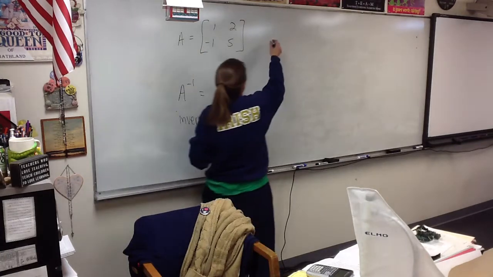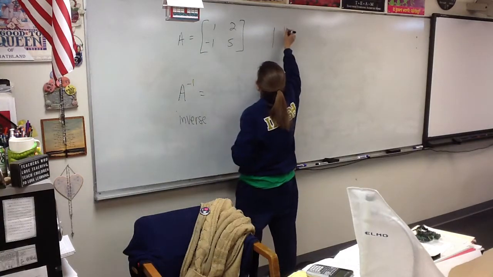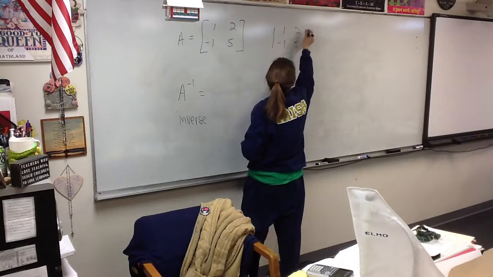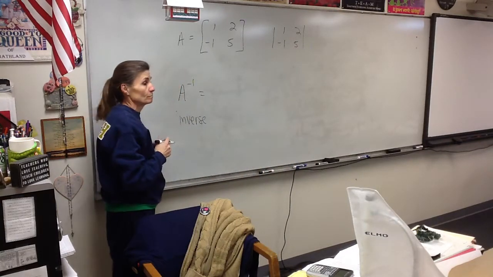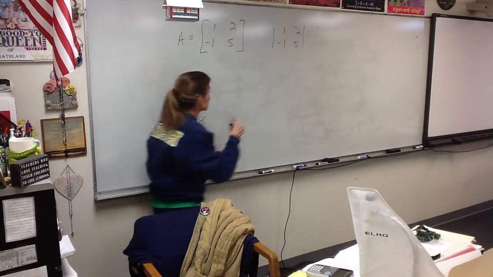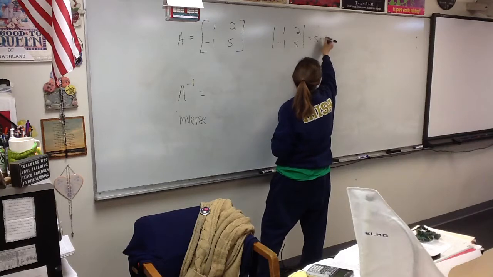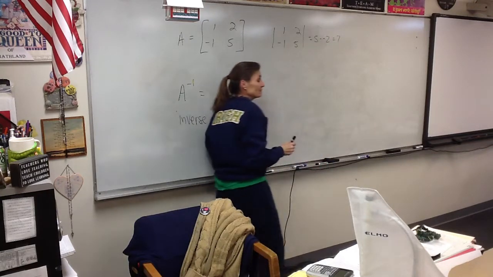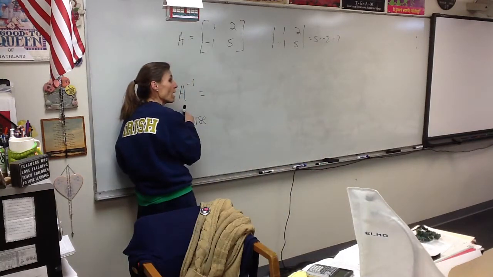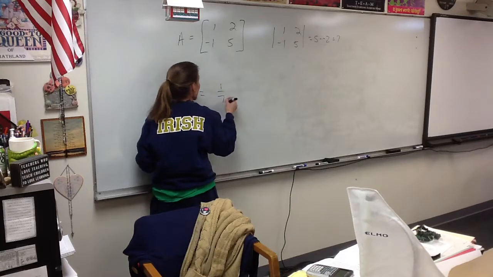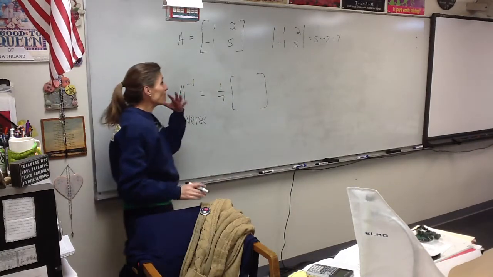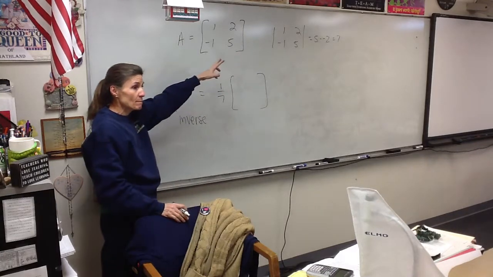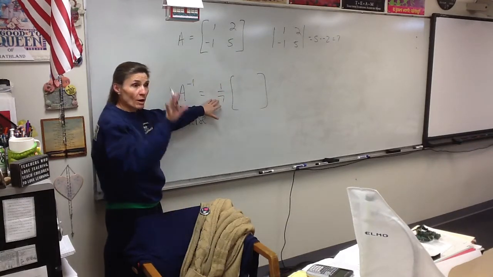The determinant, this is step 1, we have to find that determinant. What is the value of that determinant? 5 minus -2, which would be 7. So when you write your inverse, you start by putting 1 over 7. So whatever your determinant works out to be, you start with 1 over that.